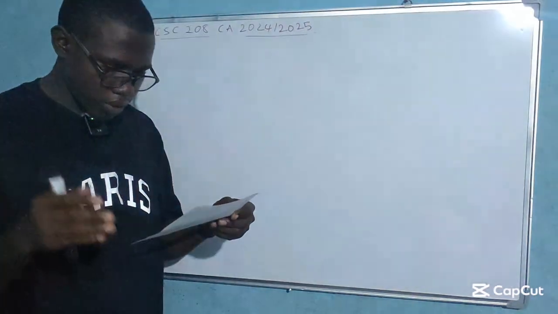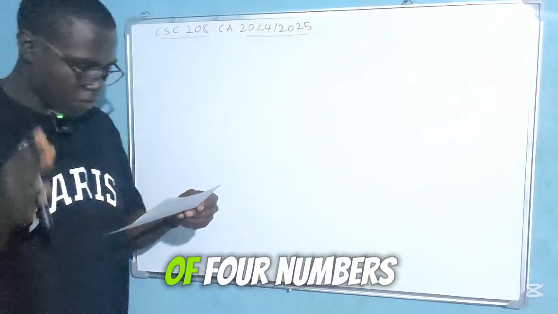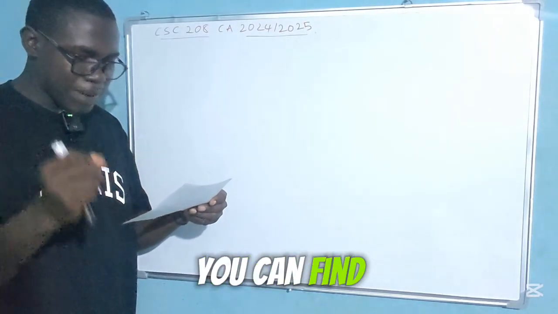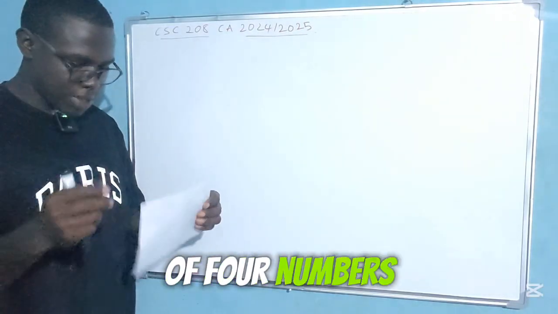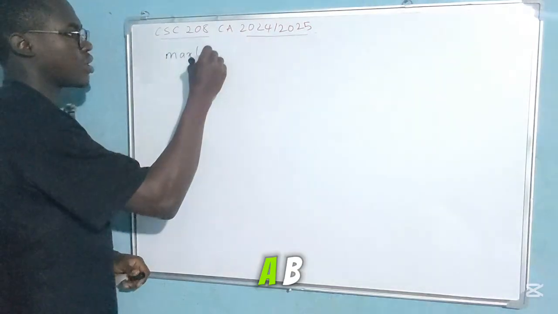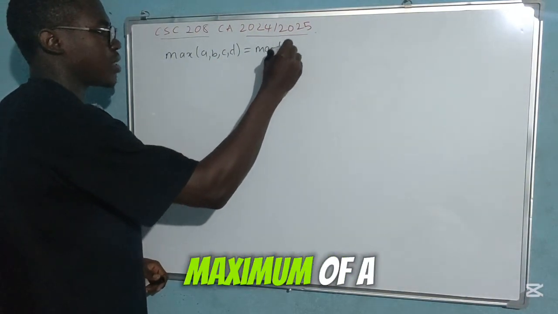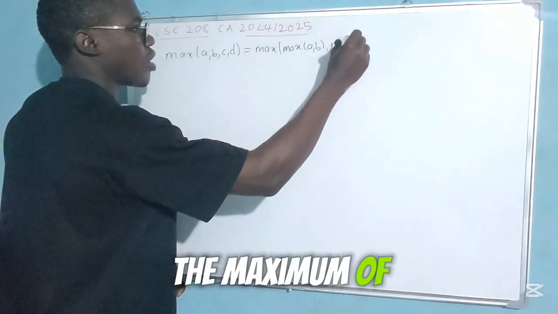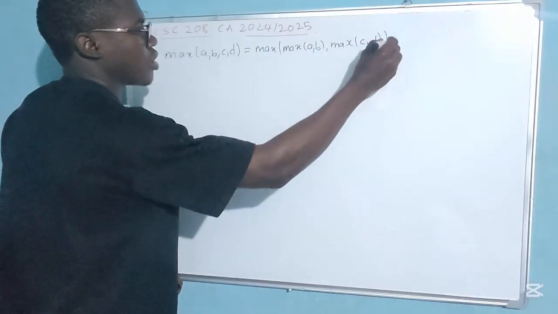So here's the question. Write a complete C program which finds the maximum of 4 numbers A, B, C, and D. Remember that if you can find the maximum of 2 numbers, then you can use that to find the maximum of 4 numbers. That is, the maximum of A, B, C, D is equal to the maximum of the maximum of A, B and the maximum of C, D.